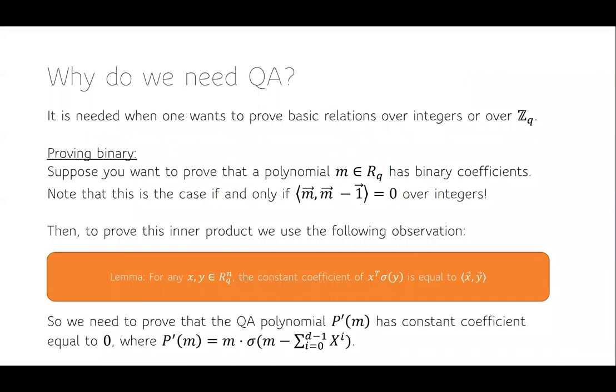So suppose I want to prove some basic relations over integers or over ZQ. For example, I want to prove binary. So I have a polynomial M. I want to prove that it has binary coefficients. So the first observation is that this is the case if and only if the inner product of M and M minus one is equal to zero over integers. So basically, we would just want to prove this inner product relation.